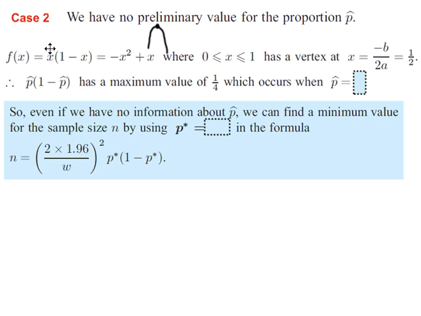If we replace x with a half, and a half here, we'll get a half times by a half, which is a quarter. And that occurs when the sample proportion is a half. So even if we have no information about the sample proportion, we can find a minimum value for the sample size by allowing our proportion to equal a half. And this formula here you can see hasn't changed at all.